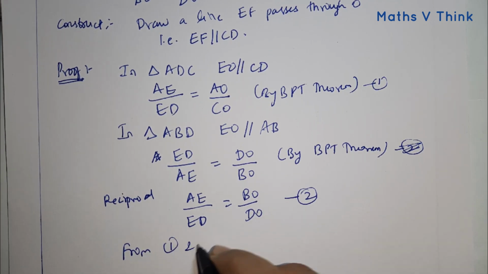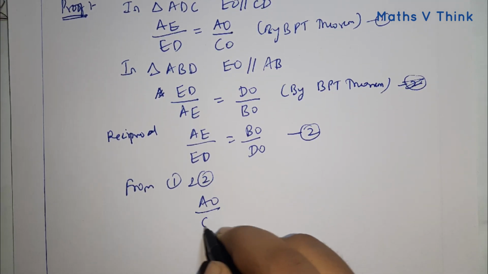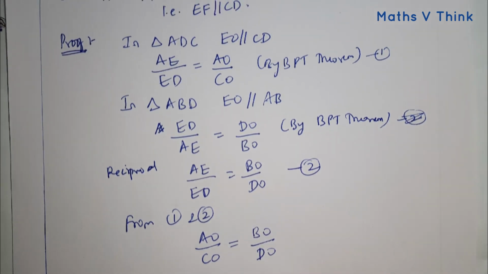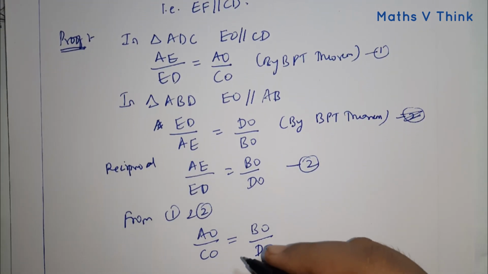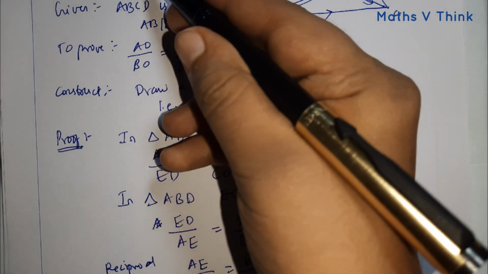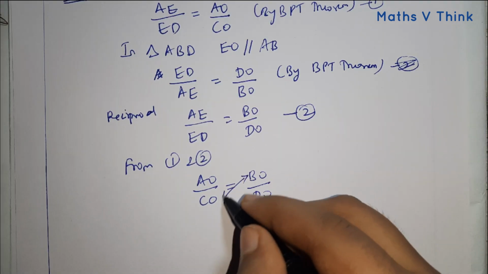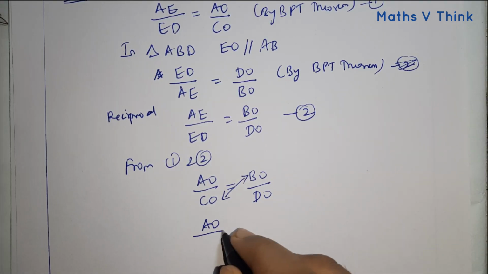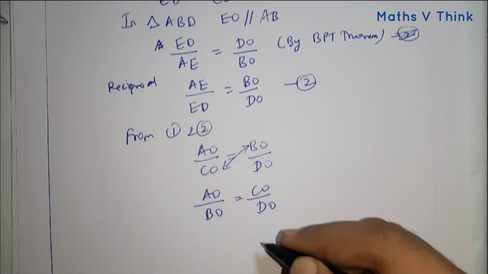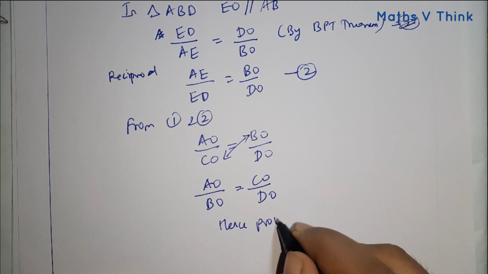From 1 and 2, I can tell AO by CO is equal to BO by DO. Now we'll check in the question to prove. We got AO by CO is equal to BO by DO. AO by BO is equal to CO by DO. You need to interchange the place of this. So I can write AO by BO is equal to CO by DO. So we got the to prove. Hence proved.